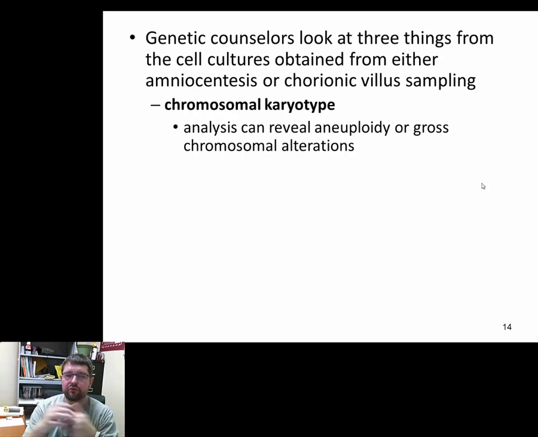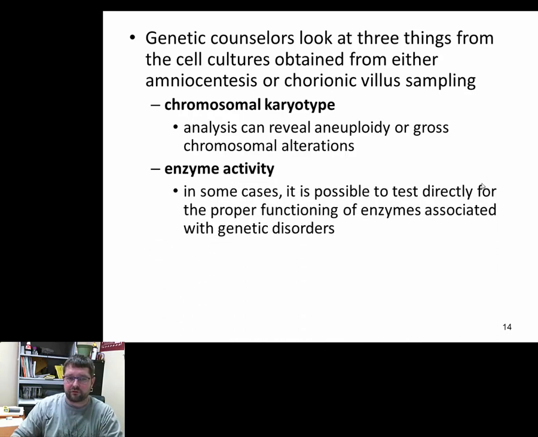And you're going to look for aneuploidy. You're going to look at chromosome number 21 and see, are there 3 copies of it, indicating that that child will be born with Down syndrome. Chromosome number 22, are there 3 copies? That child will be born with cat-eye syndrome. So chromosomal karyotyping can look at aneuploidy or alterations to the chromosomes. We'll look at some other alterations as we progress.